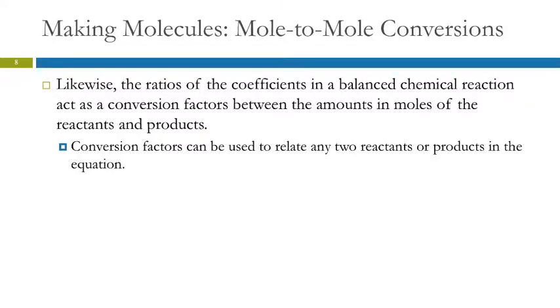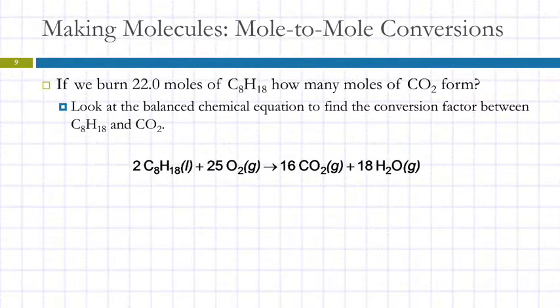The ratios of the coefficients in a balanced chemical equation also act as conversion factors in the same way. And we can use those to relate any 2 substances. It could be 2 reactants, 2 products, a product and a reactant, any combination we can do in 1 step. So if we burn 22 moles of octane, how many moles of CO2 form? I like to use the balanced chemical equation to organize information. Here there's not that much information to organize, but let's just practice. So moles of octane, C8H18. So we've got 22.0 moles of the octane.